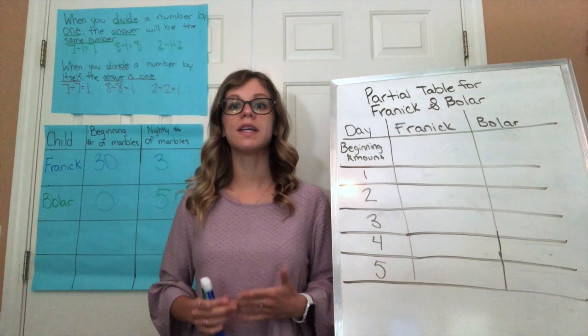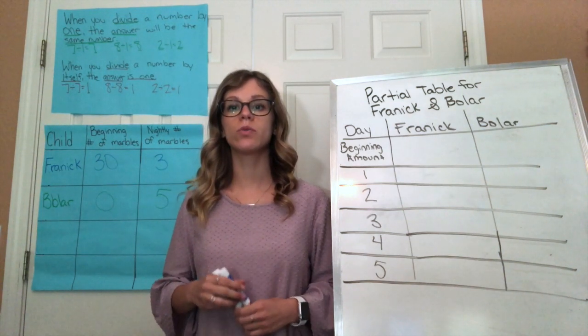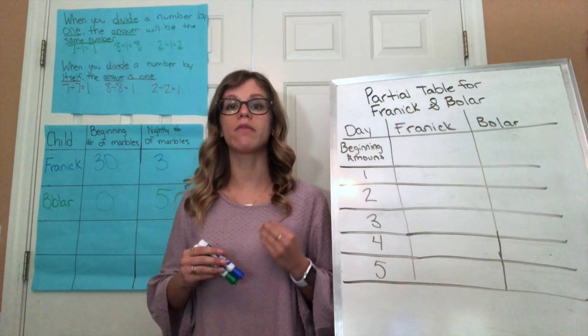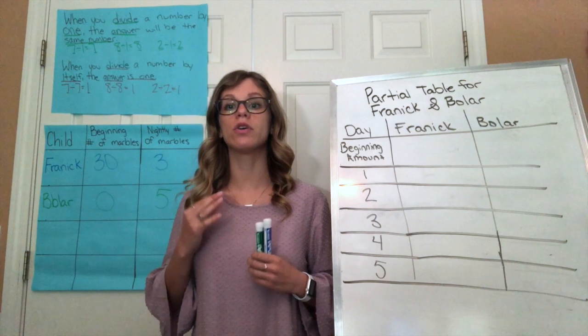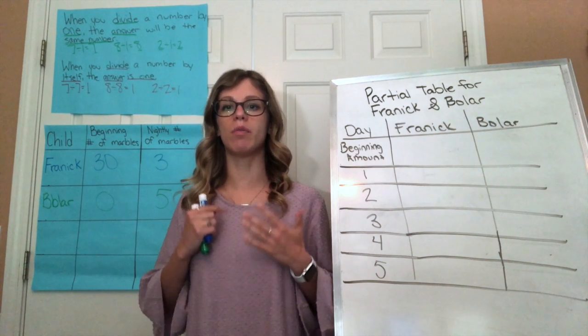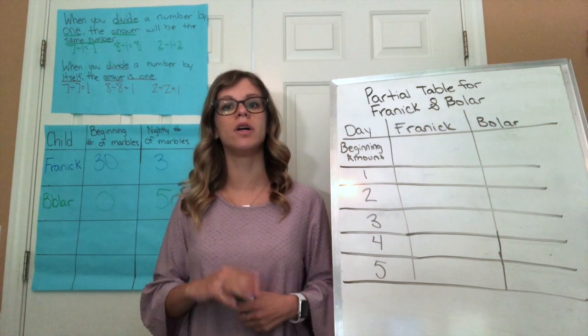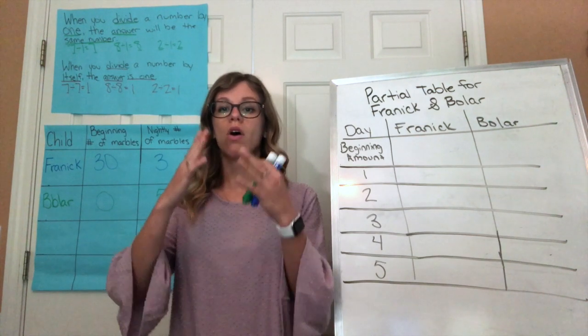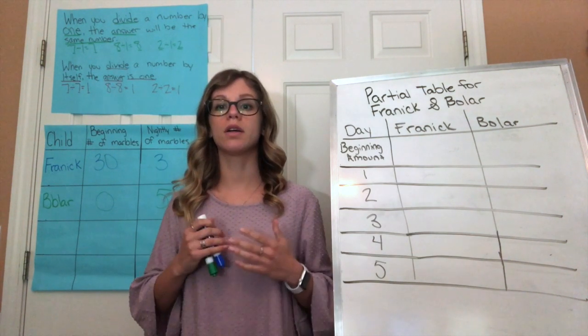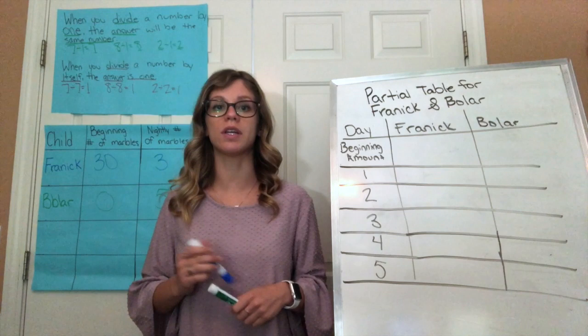So what I have here is a table that I'm using to represent the amount of marbles that Franek and Bolar got after 5 days. So this is only a partial table. It's not the full table that we're going to be using to figure out all the marbles that Bolar and Franek had after 20 days.